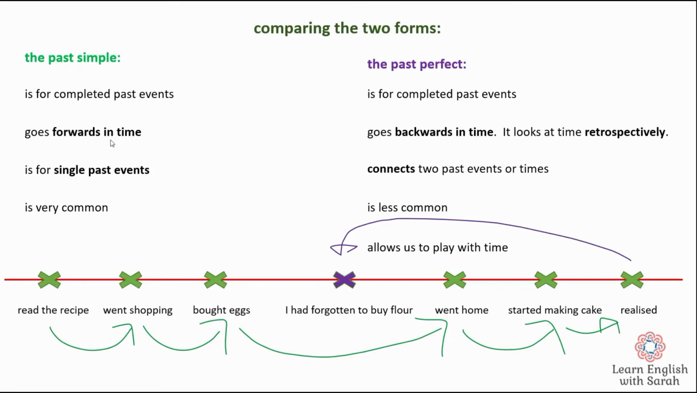So here we are again, and you can just see that these green ones, they're all single things that are going forwards, whereas the purple one is going backwards, and it's connecting this time when I realized I had forgotten to buy flour to the time when I was in the shop and I bought my eggs.